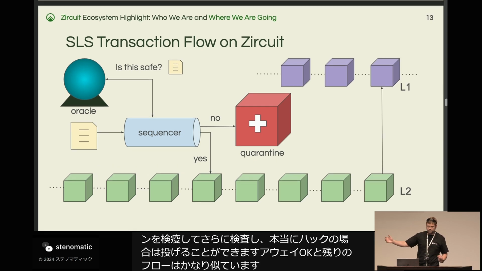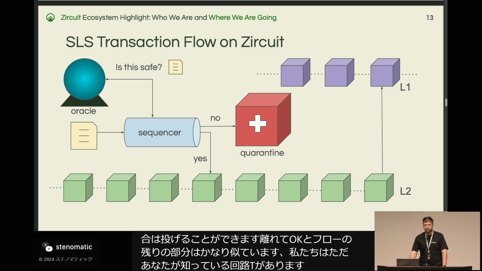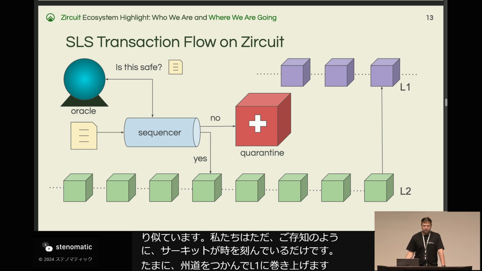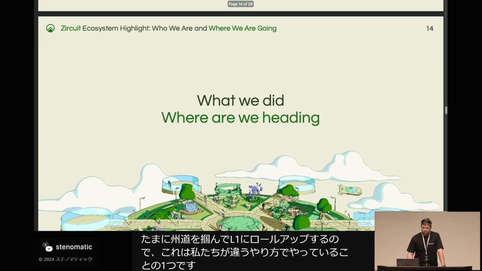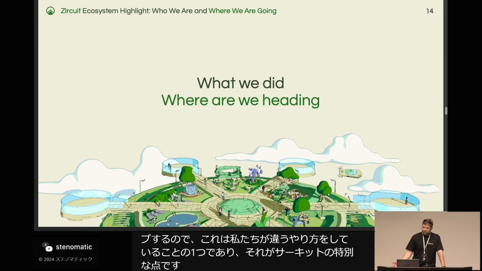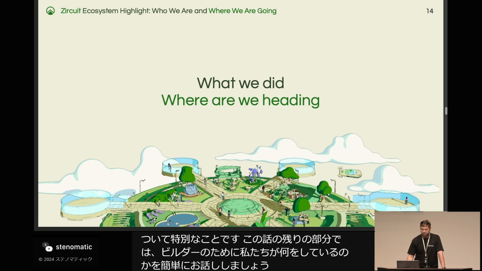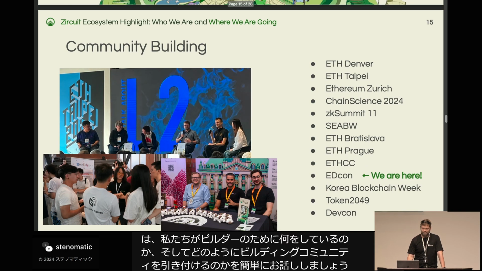We just have Zircuit ticking. Every once in a while, we grab the state root, and we roll it up onto an L1. So this is one thing that we do differently, and that is special about Zircuit. Now, for the rest of this talk, let me quickly tell you what we do for builders and how we attract the building community onto our rollup, okay?